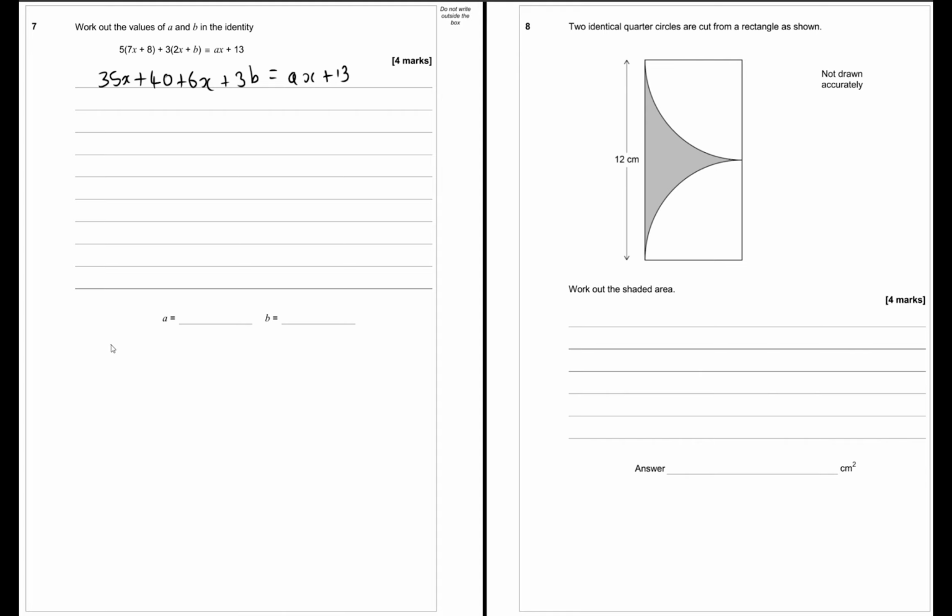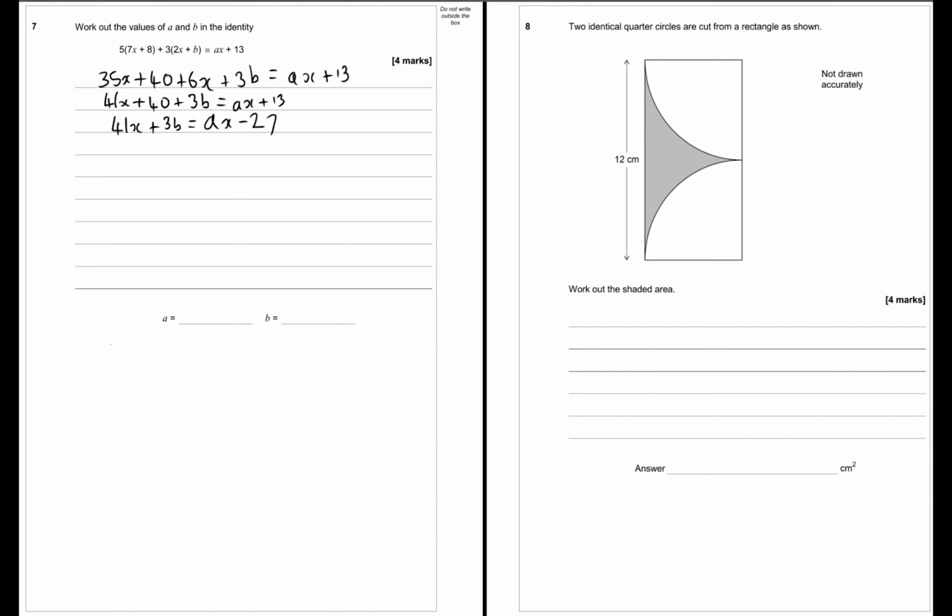Okay, so let's simplify this side. Let's put our x's together. So we're going to get 35x plus 6x, which is 41x, plus 40 plus 3b equals ax plus 13. Okay, so let's get these all sorted out a bit more. So we're going to get 41x plus 3b. Moving the 40 over, we're going to get 13 minus 40. So 13 minus 40 is minus 27, so it's going to be ax minus 27.